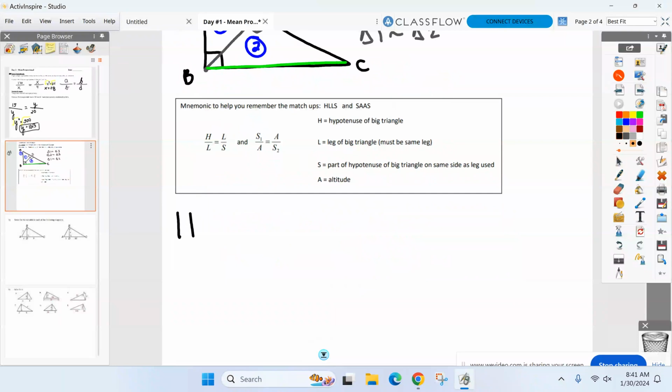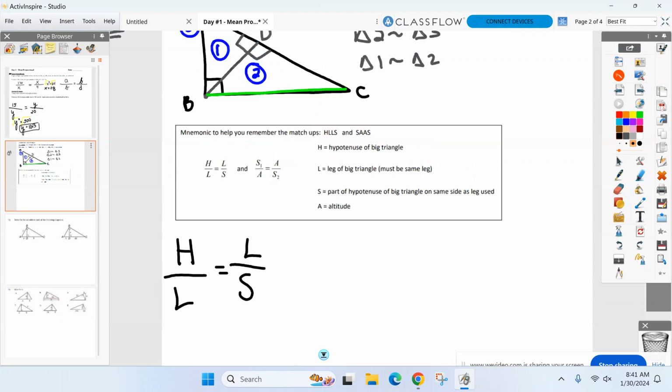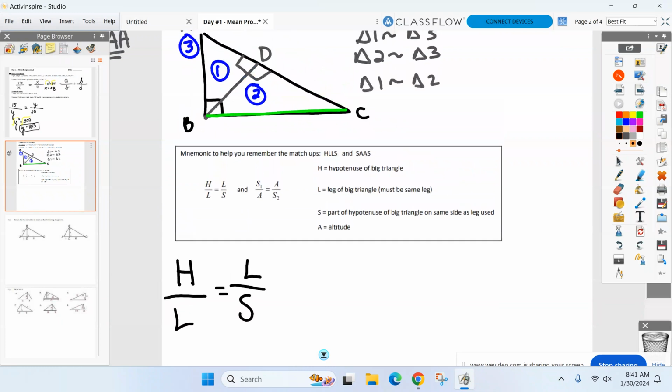H over L equals L over S, Hills. Wait, there's an I in Hills. All right, relax. Sorry. I don't have anything that starts with the letter I, so that's how I spelled Hills for this. H L L S, Hills. How does this help me match up the sides? Here we go. The H in Hills stands for hypotenuse.